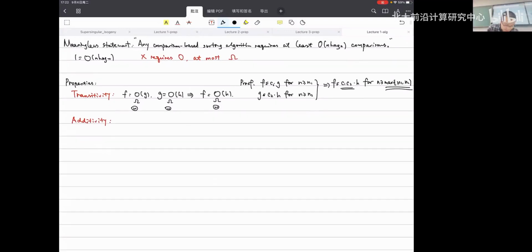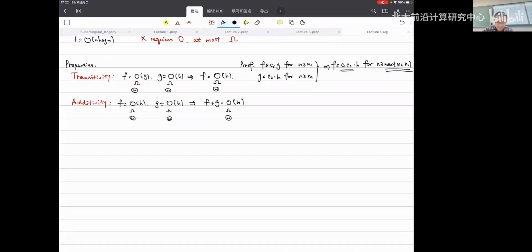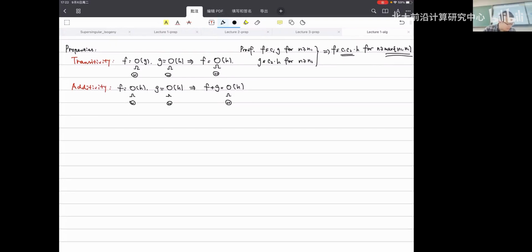How about additivity? This means that F equals O of H and G equals O of H implies F plus G equals O of H. And similarly, we have this for omega and theta. Any questions? I guess this should be relatively straightforward. These are very standard properties of the big O notation.